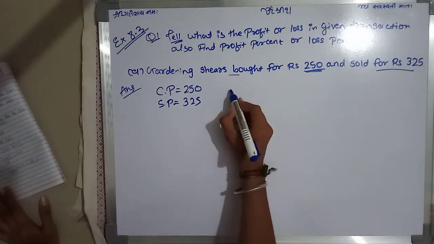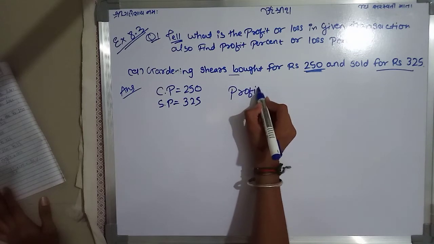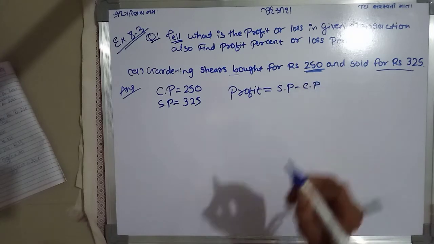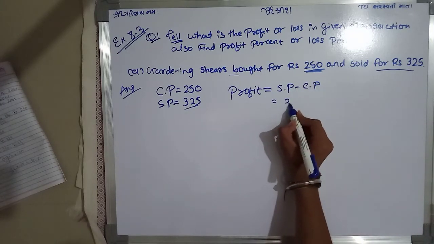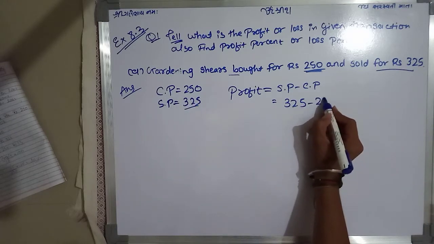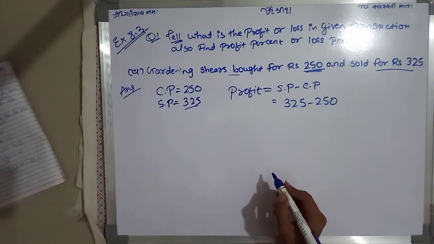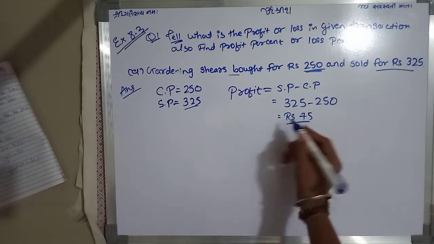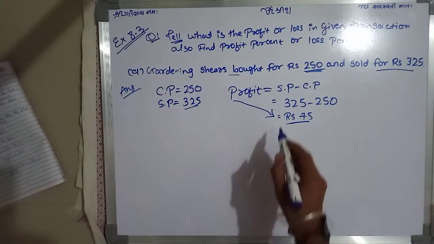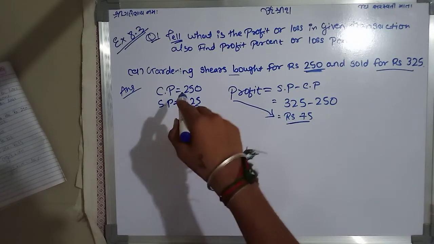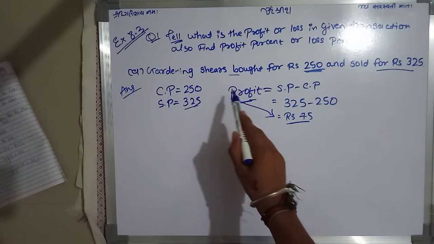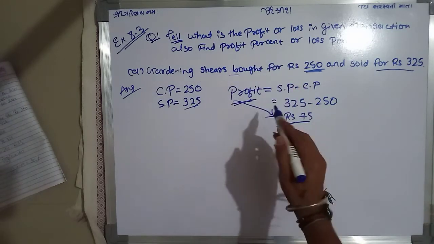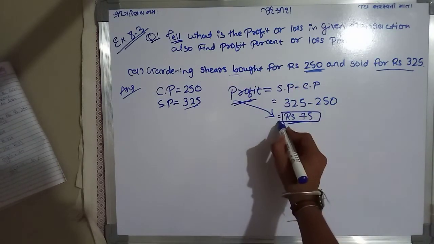Okay, so profit. What is the formula of profit? SP minus CP. What is SP? 325. What is CP? 250. Okay, so what is the answer? Rupees 75. So you make a profit of rupees 75, because when SP is greater than CP, we make profit, or when CP is greater than SP, we undergo loss. Okay, so we find a profit of rupees 75.